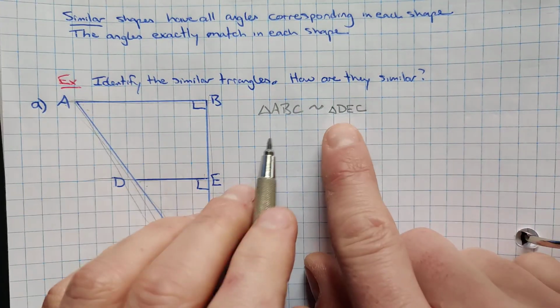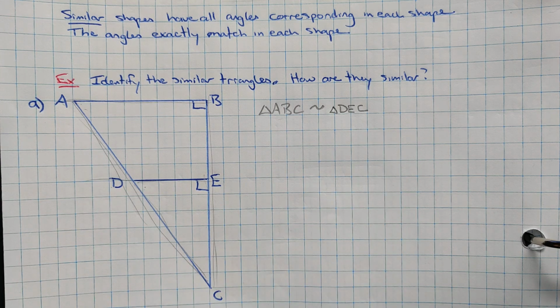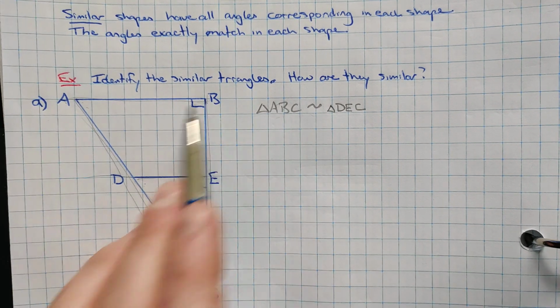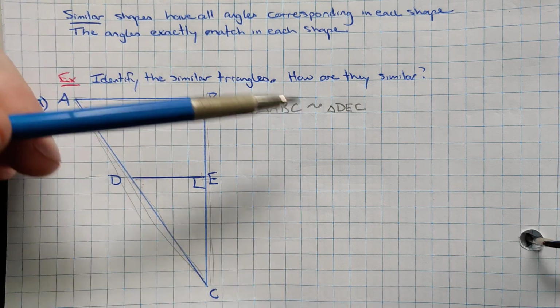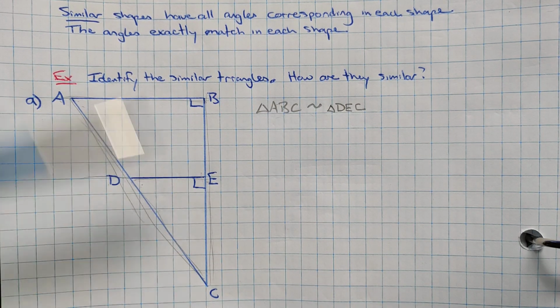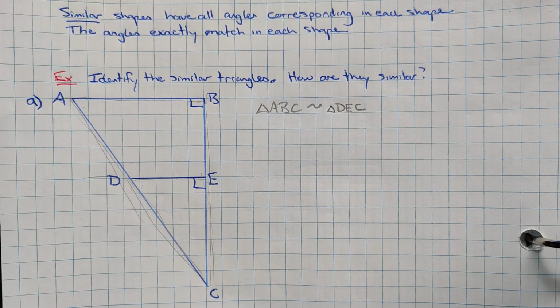So we have these two triangles. ABC is similar to DEC, and it's in that order that we list them. So every angle matches with its corresponding angle, and then we'd have side AB matching with side DE, side BC matching with side EC, and then side AC matching with side DC. So we have these matching triangles.